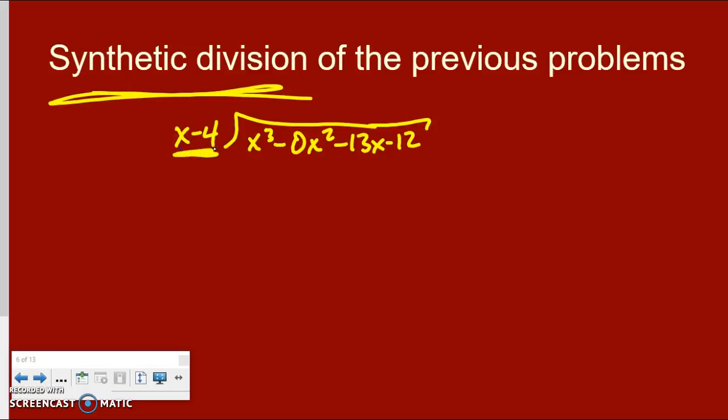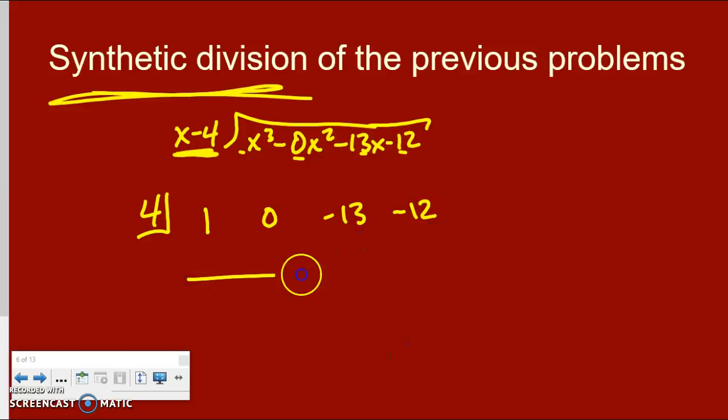What you do is you take whatever the number is, and put that in a little box up here. Technically, you're solving for x, so you could do x minus 4 equals 0, solve for x. Whatever that number is when you solve for x, that is what you put in the little box here. After that, all you do is you put the coefficients of each term in here. Again, you cannot forget the x squared. It didn't have an x squared in the original, you can't forget it now. So it's a 1, a 0, negative 13, negative 12.